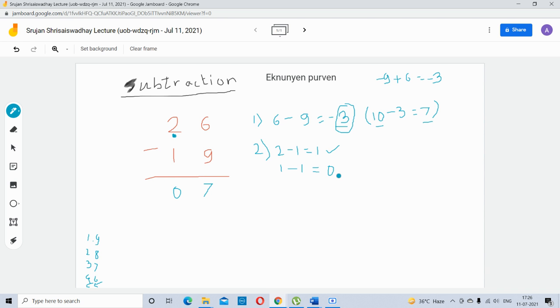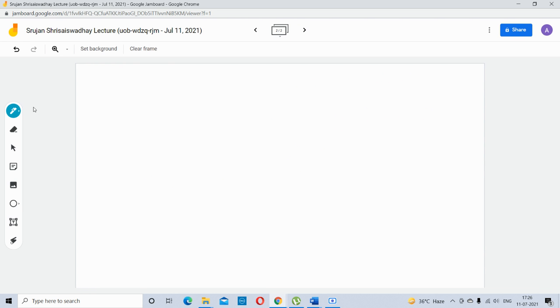This is called ekanyunena purvena, the formula used. Ekanyunena means one less than previous, so here you are putting minus 1 over here. Okay, this is how it goes. Now we'll take the next example.